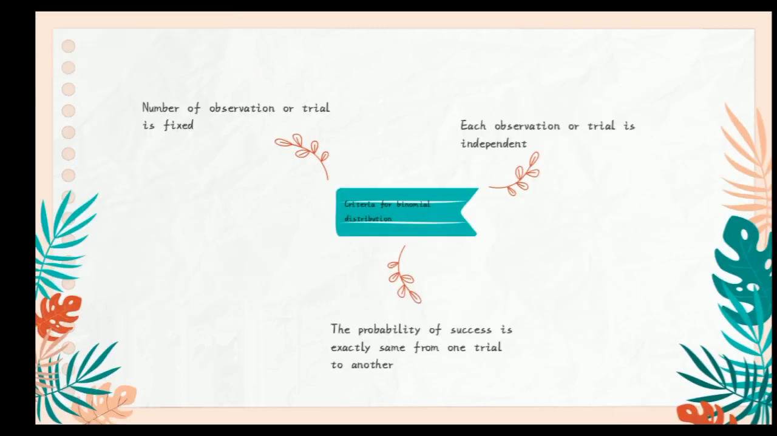The criteria for binomial distribution is that the number of observations or trials is fixed, and each of the observations or trials is independent. The probability of success is exactly the same from one trial to another.